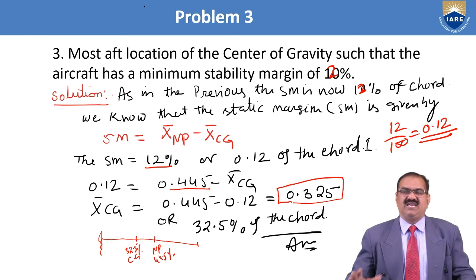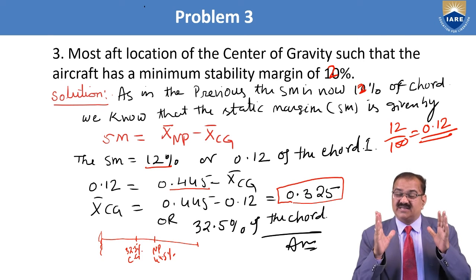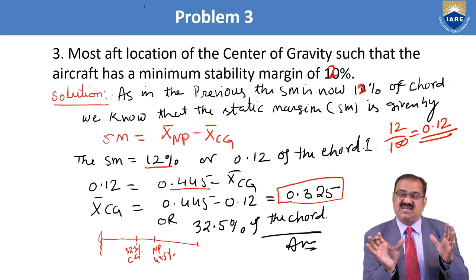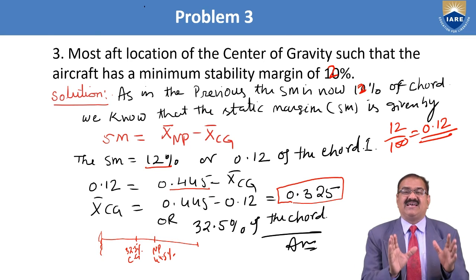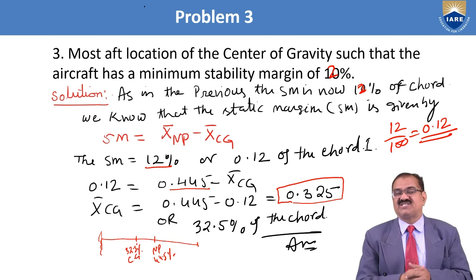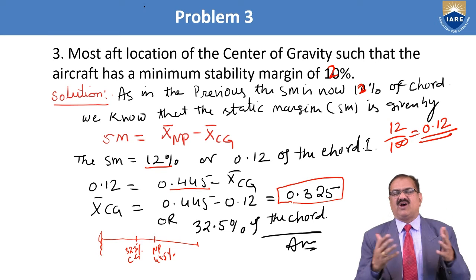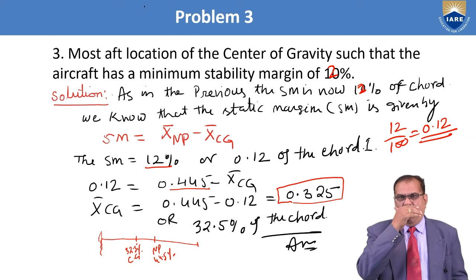So to have very good longitudinal static stability, we should have a sufficient amount of static margin. The static margin is the difference between the neutral point and the center of gravity location. So in this, we can see that it is at 12%. So it is very safe, and a very sufficient margin is there to have the static stability.